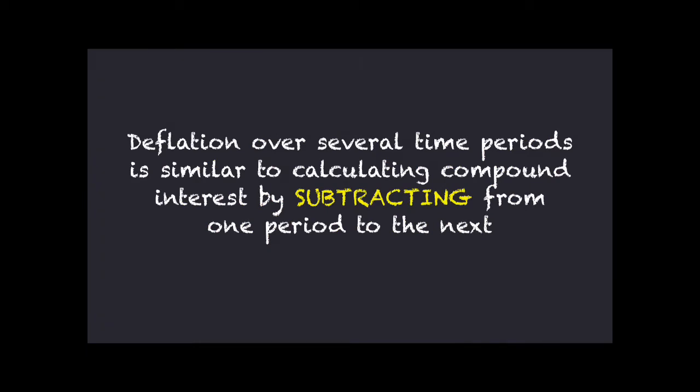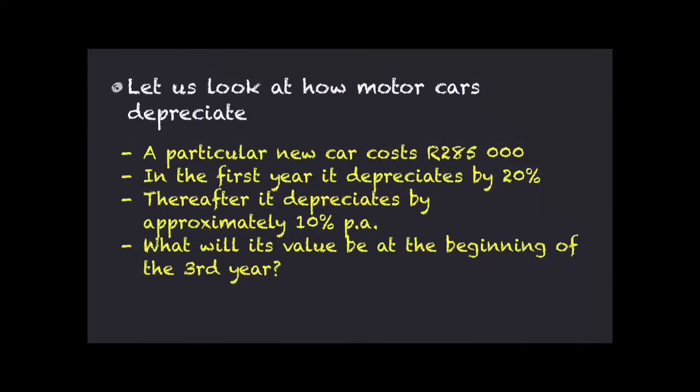Deflation or depreciation over several time periods is similar to compound interest, but we are subtracting from one time period to the next. Let's look at how motor cars depreciate. A particular new car costs $285,000. In the first year, a car always depreciates the most, normally around about 20% of its purchase value. Thereafter, it depreciates by approximately 10% a year. So let's have a look what this car would be valued at the beginning of the third year.